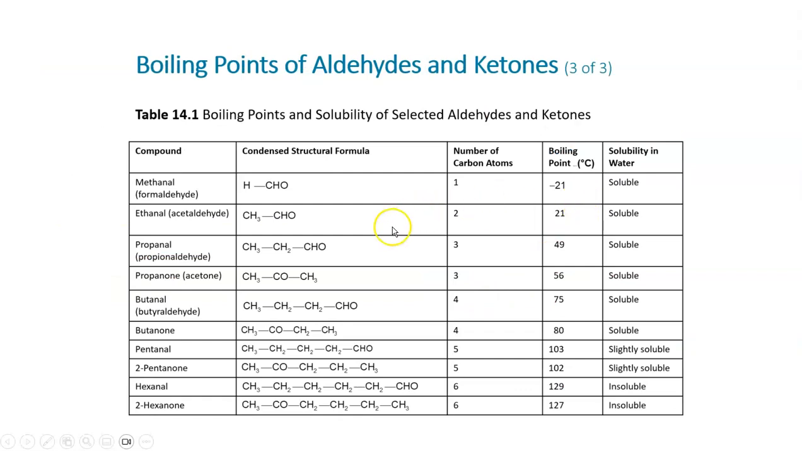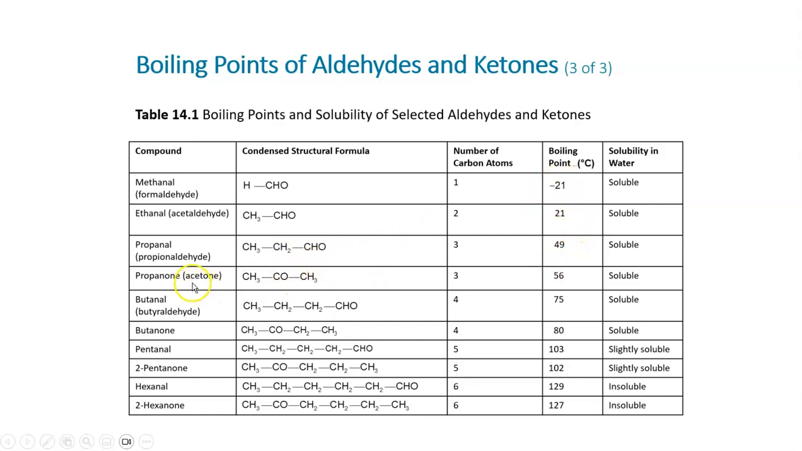Okay. Now, in this table, you can see the facts that I just mentioned. First, if you look at the boiling point variation, for aldehydes, there are 3 aldehydes, methanol, ethanol, and propanol in the first 3 rows. You can see the boiling points are increasing as the number of carbon atoms is increased, because they can make more dispersion forces as the number of carbon atoms is increased in the chain.